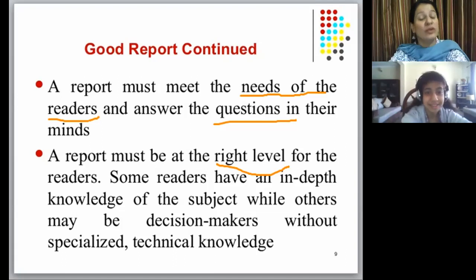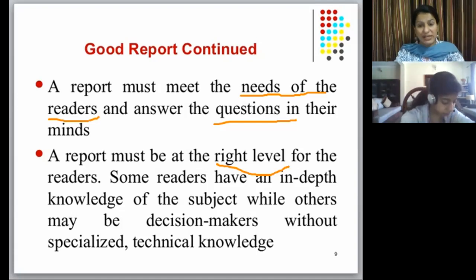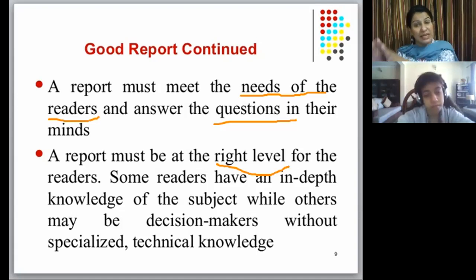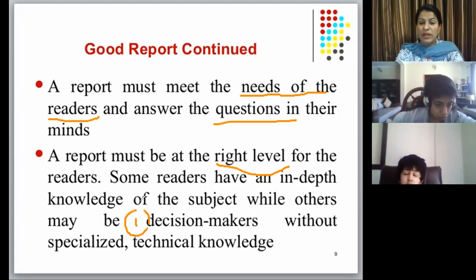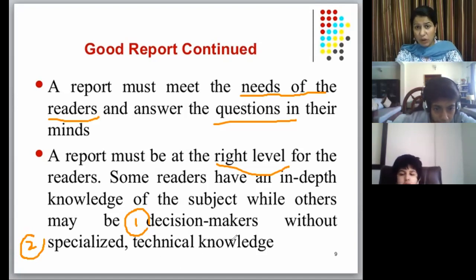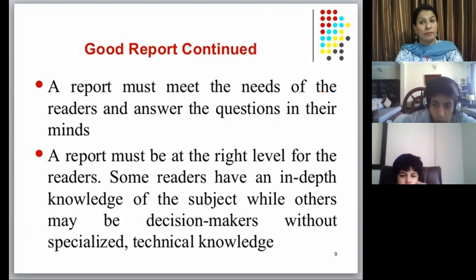Okay. Now the thing is, while writing the report, you have to keep in mind the right level of the reader or the person you are addressing. So you will not be using baby talk for adults and intellectual talk for young children. Some readers have in-depth knowledge of the subject, while others may be decision makers without specialized technical knowledge. So the report might be based on two kinds of people: the decision makers, who take a decision based on your report, and those who are specialized in that field and have the technical knowledge of the subject. The decision makers might not be specialized and the specialized people might not be decision makers. So keep in mind that you have to cater to all kinds of people who are reading your report.